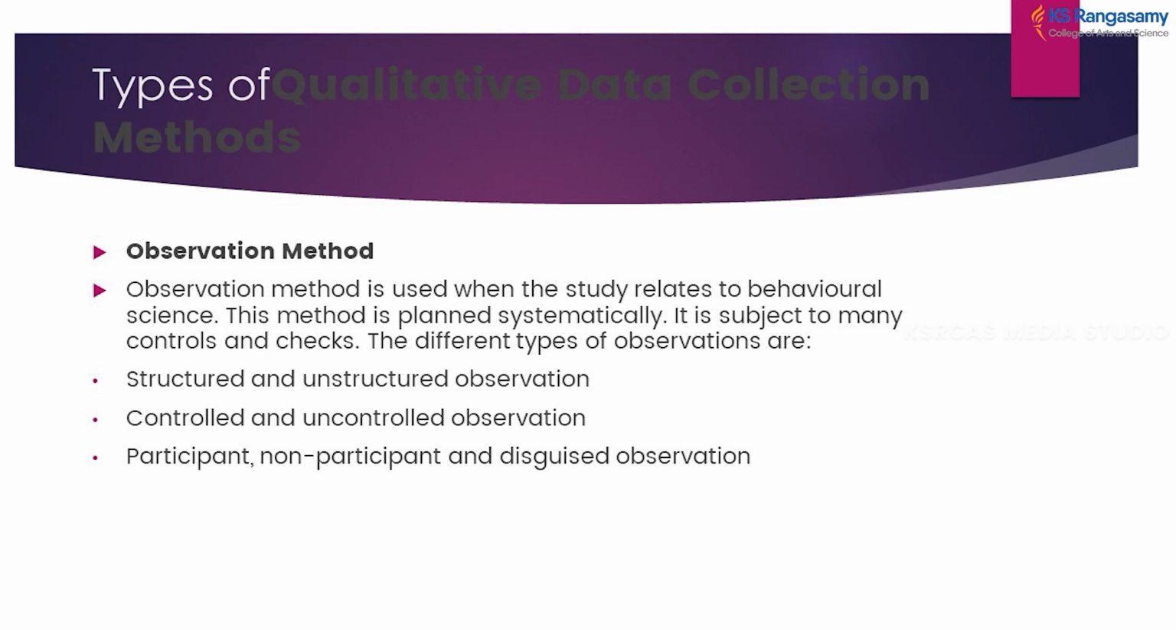First one is observation. The observation method is also the study related to behavioral science. This method is planned systematically. It is subject to many controls and checks. There are different types of observation method. First one structured and unstructured observation. Second one controlled and uncontrolled observation. And third one participant and non-participant observation.